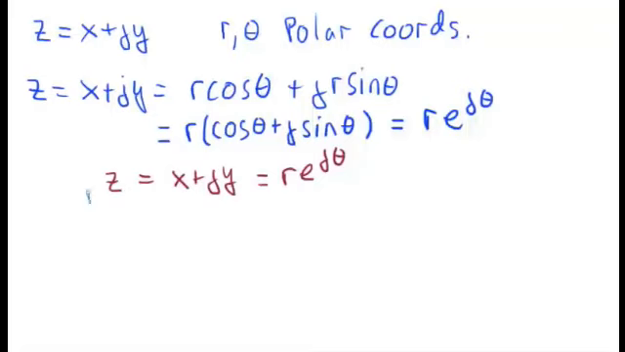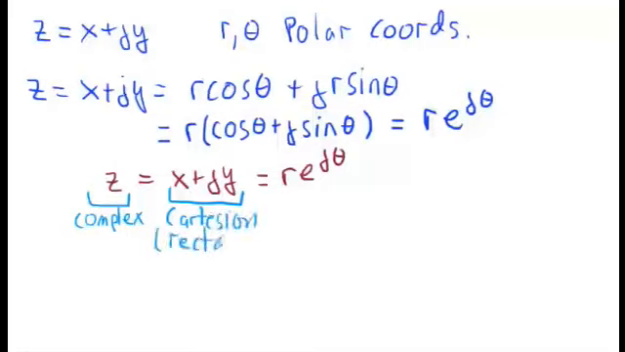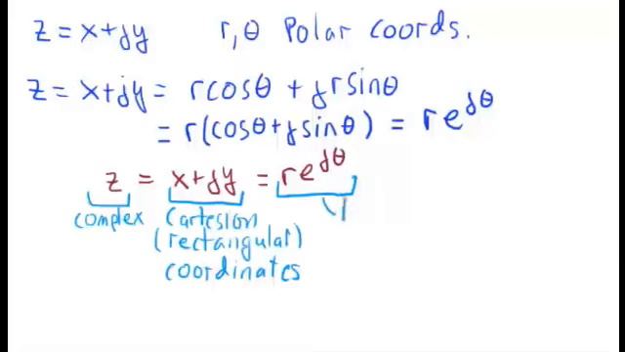In terms of coordinates, we have here a complex number, x plus jy, which we'll call Cartesian or rectangular coordinates. And r e to the j theta we'll call polar coordinates or polar form. This is a great formula. Let's redo the examples we saw in the previous slide, and then we'll look at some further more complicated examples.